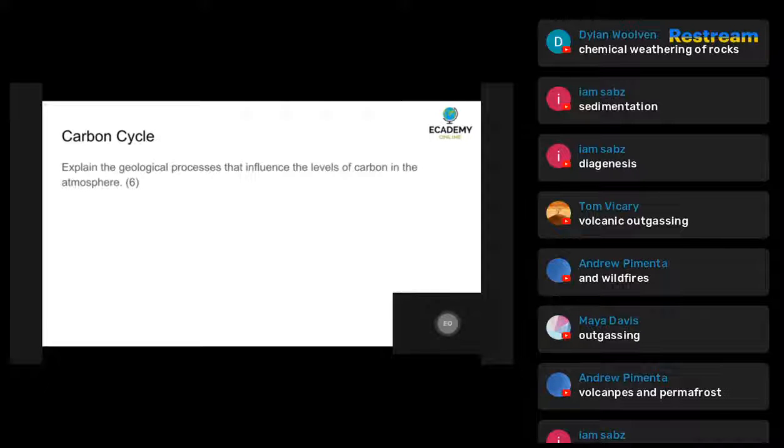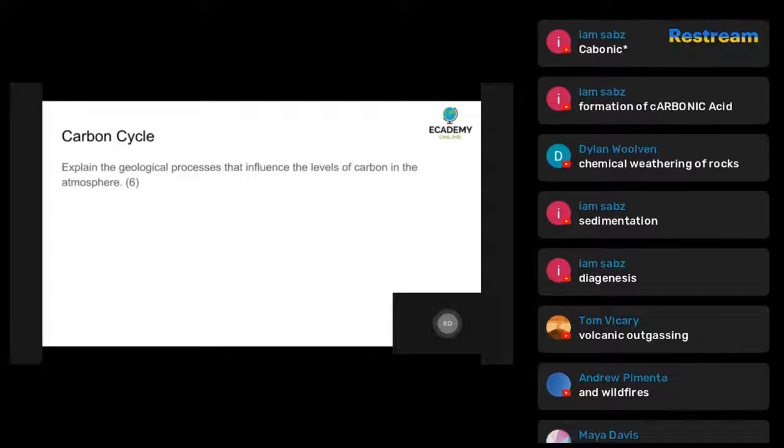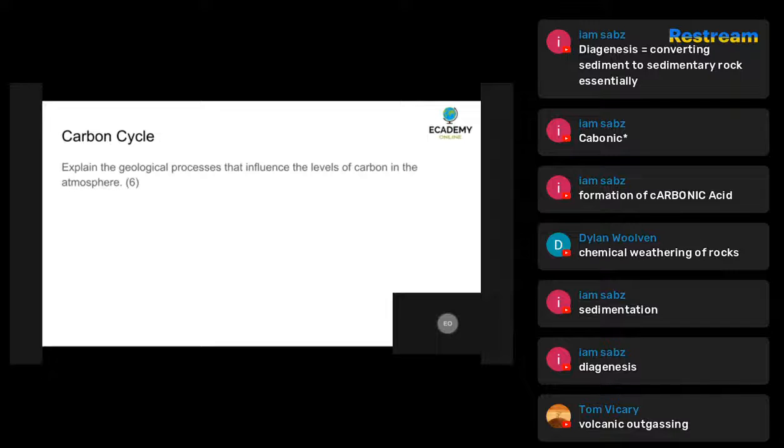Right. So the question, very quickly, is saying explain the geological processes that influence the levels of carbon in the atmosphere, right? So geological is not going to be biological. If you're writing about biological things or chemical things, that might not be relevant for this question, and that could limit how well you might do. Those little things are going to be very important here, and this is what separates candidates.